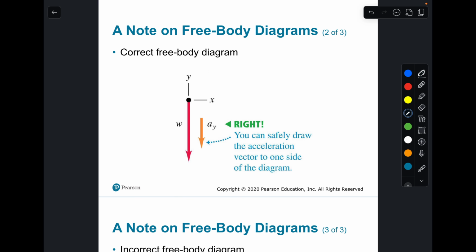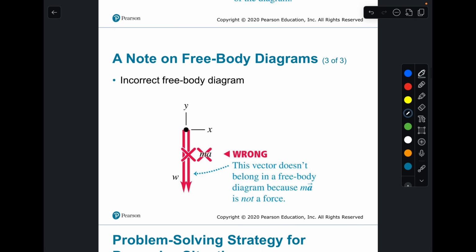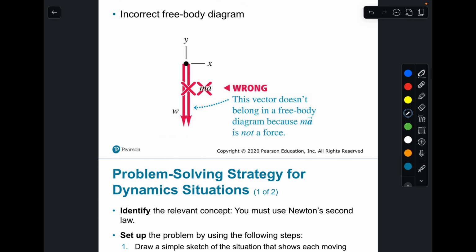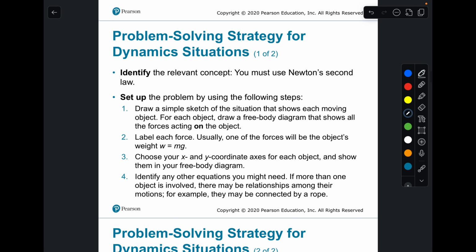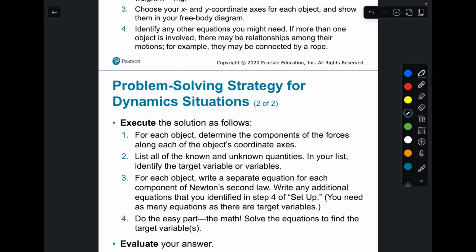How you would interpret the right-hand side of Newton's second law on your free body diagram is you could draw the direction of the net acceleration. And so that would just be a floating vector that illustrates to you what direction the object is accelerating in. We do not include MA on the free body diagram. So this is a little problem-solving strategy for doing dynamics problems, so you can refer back to that when you're working on your own.